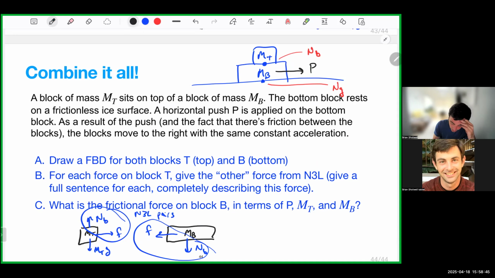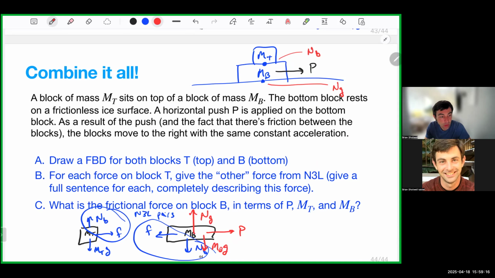So in addition to those two forces on MB, we have the push from before. That's the other horizontal force, and that's the whole reason MB goes to the right, even though there's a frictional force on it to the left. And there is also the gravitational force on MB. This is MBG. And there's the normal force from the ground. Okay, so you should have 5 total forces on MB.